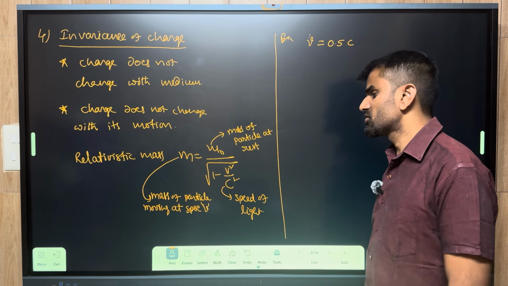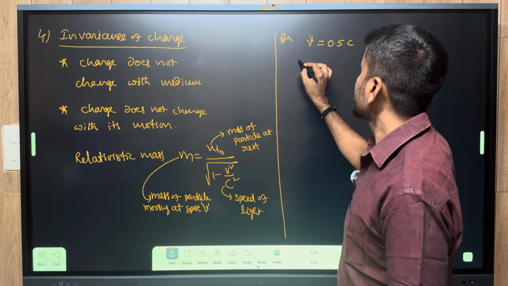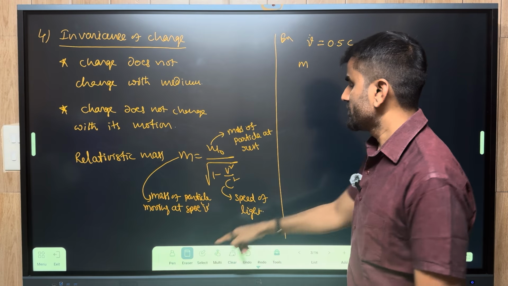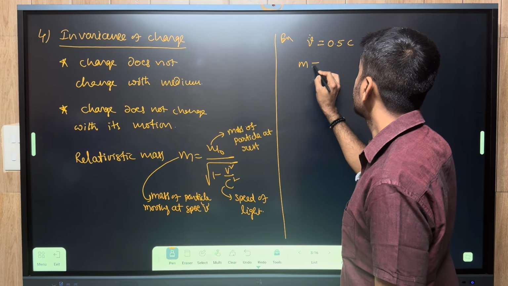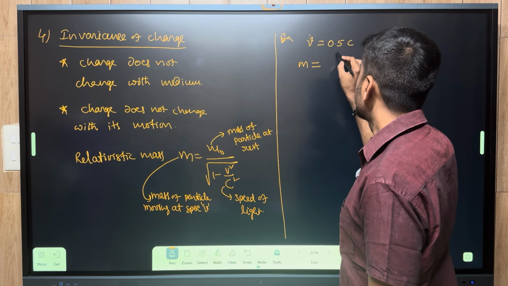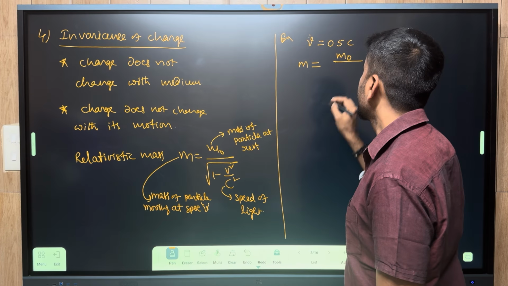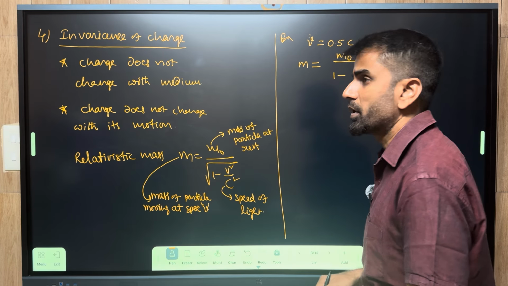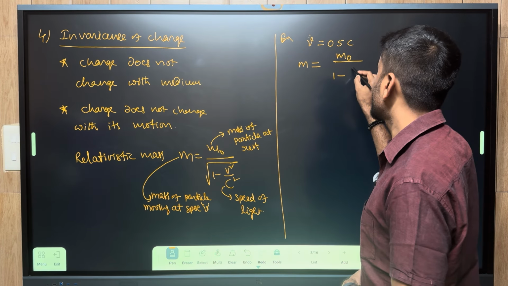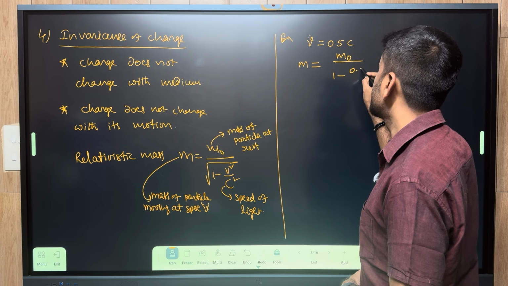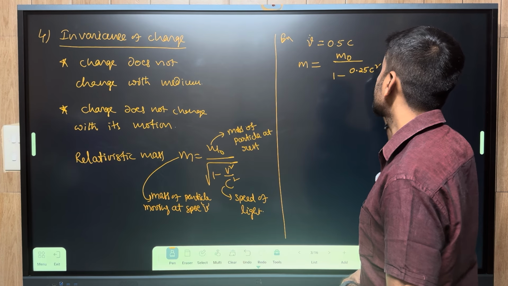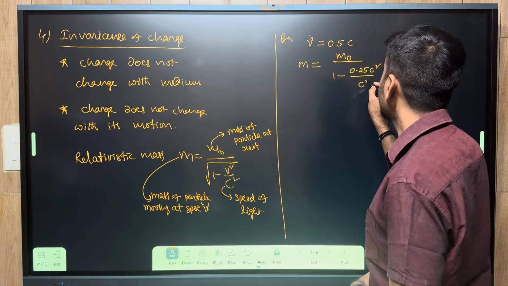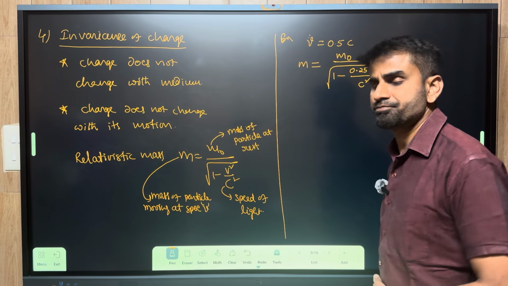0.5 c, which is near to the speed of light. So mass m is equal to m naught by the square root of 1 minus v square by c square. V square means 0.5 c whole square. That means 0.5 whole square into c square, which is 0.25 c square, by, again we have c square, and we have the under root also.